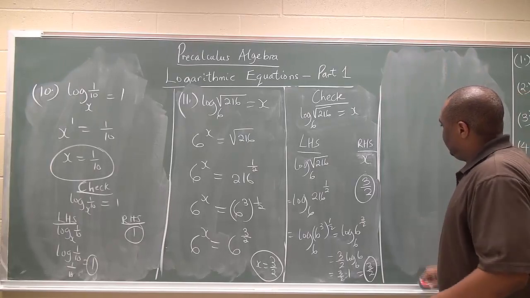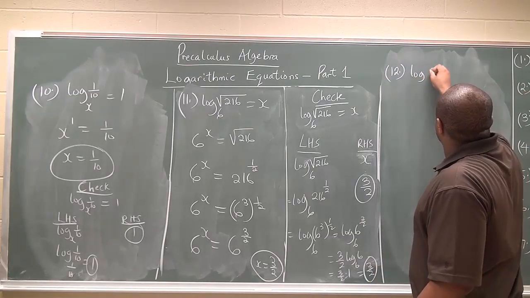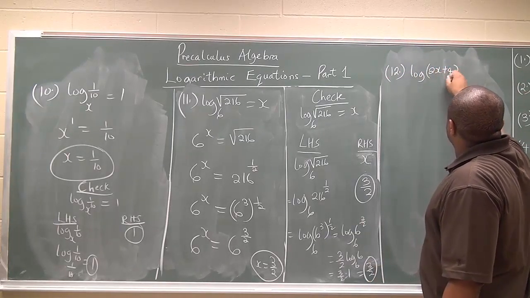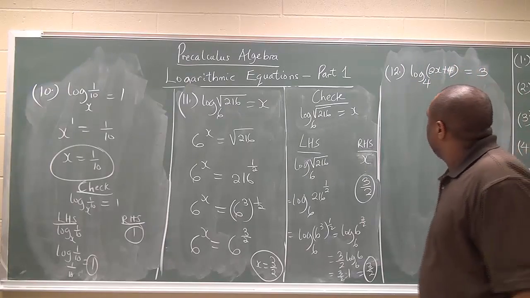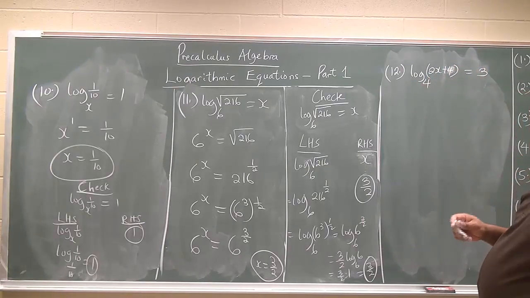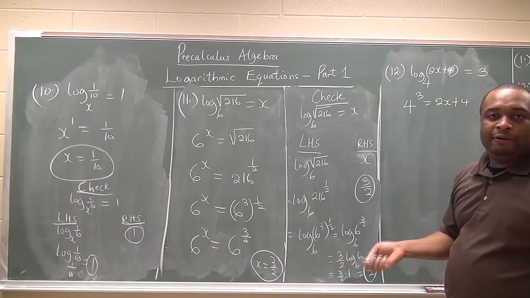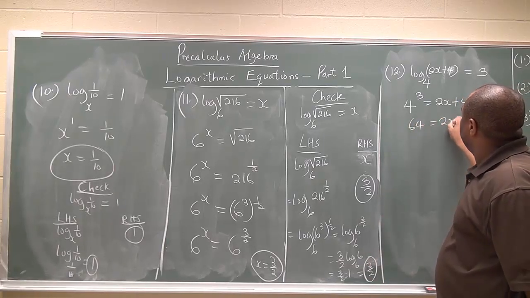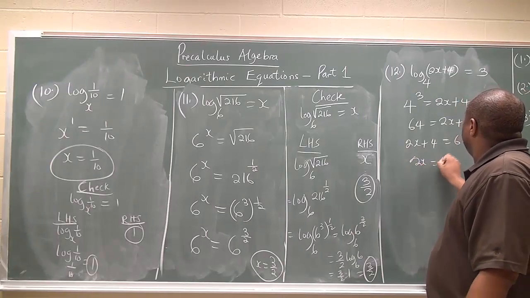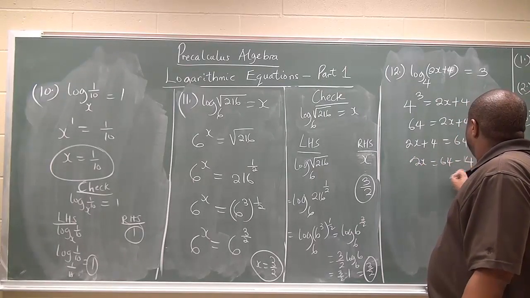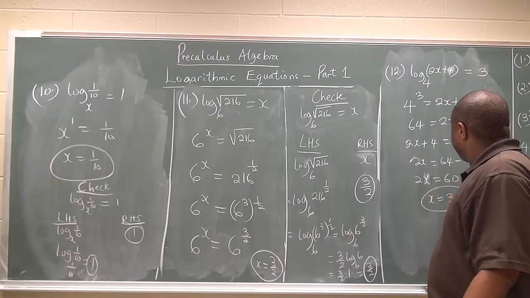Last but not the least, question 12: log of 2x plus 4, base 4, equal to 3. This means that 4 cubed is equal to 2x plus 4. And 4 cubed is 64, so 2x plus 4 equals 64. 2x will be equal to 64 minus 4, so 2x is equal to 60. Then x is equal to 30.